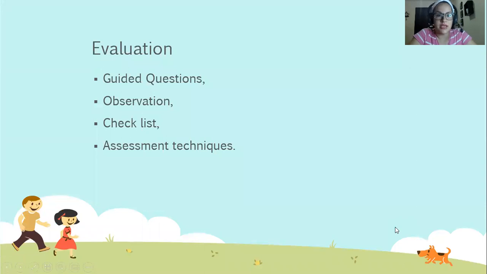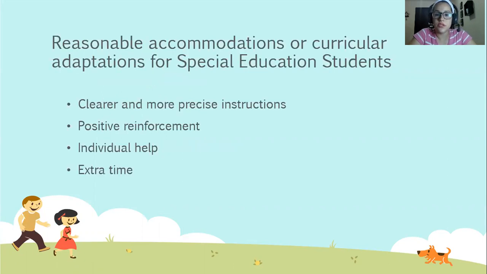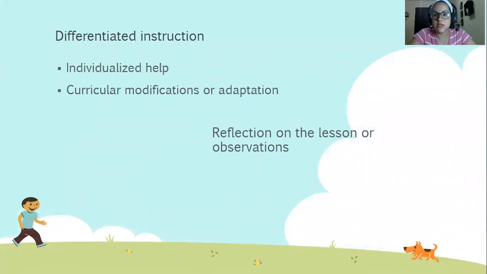The evaluation is guided questions, observation, checklist, and assessment techniques. Reasonable accommodations or curricular adaptations for special education students are clearer and more precise instructions, positive reinforcement, individual help, and extra time. Differentiated instruction: I provided individual help and curricular modifications or adaptations for those students who need it.